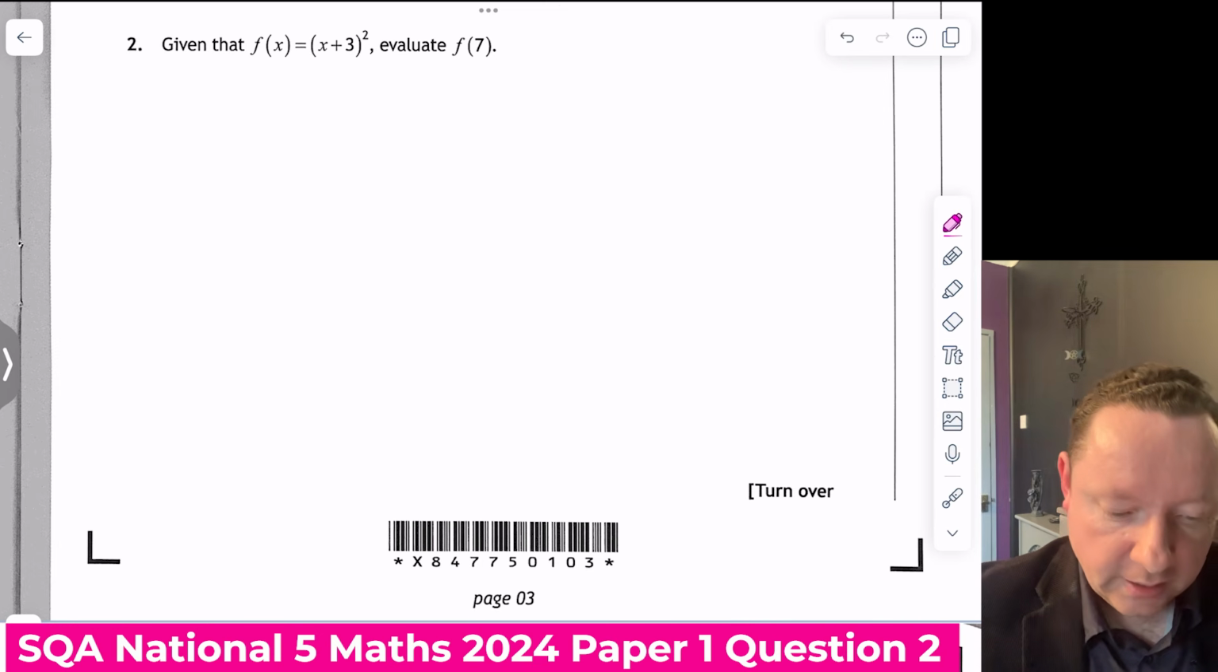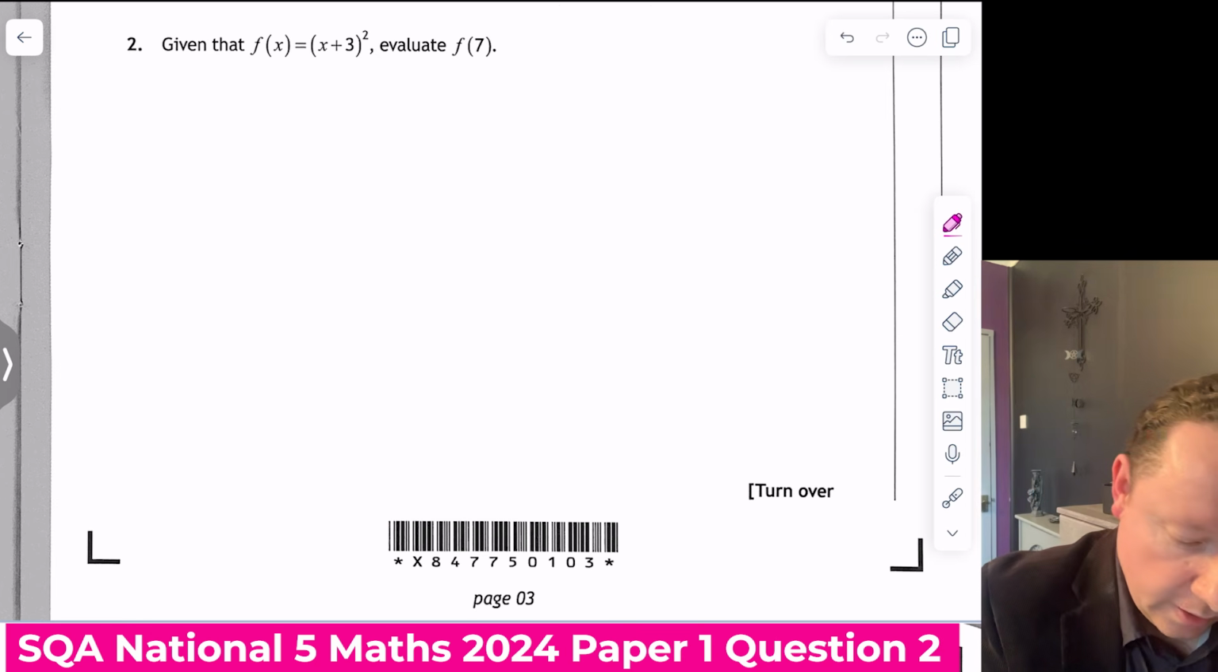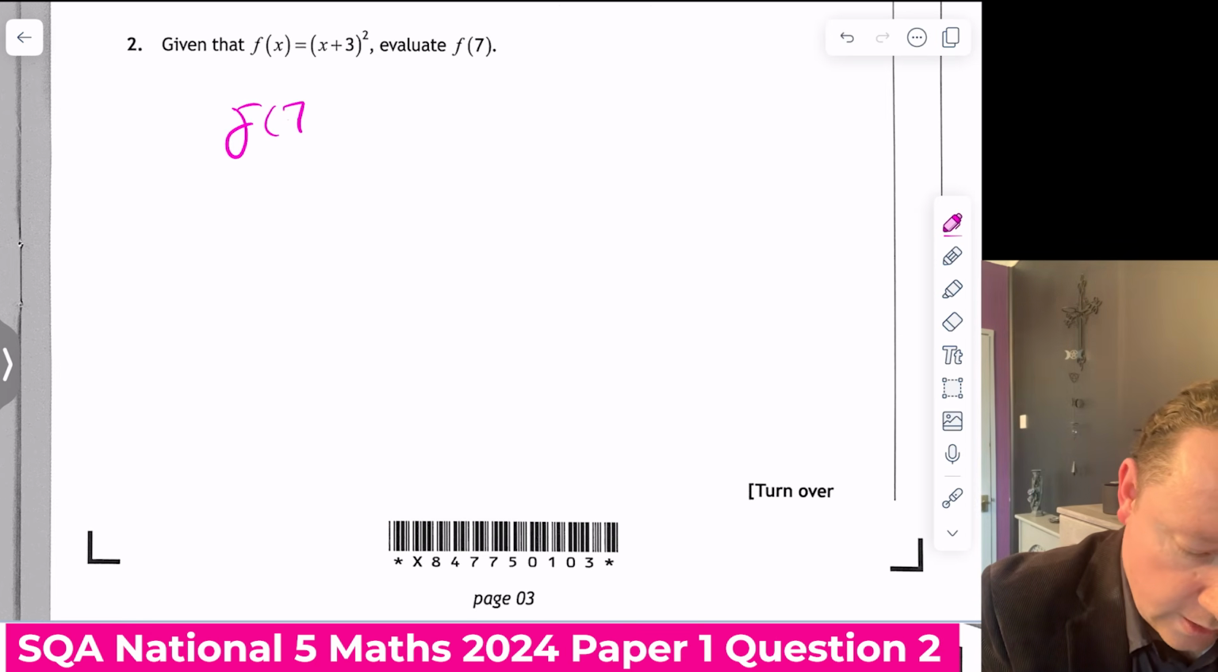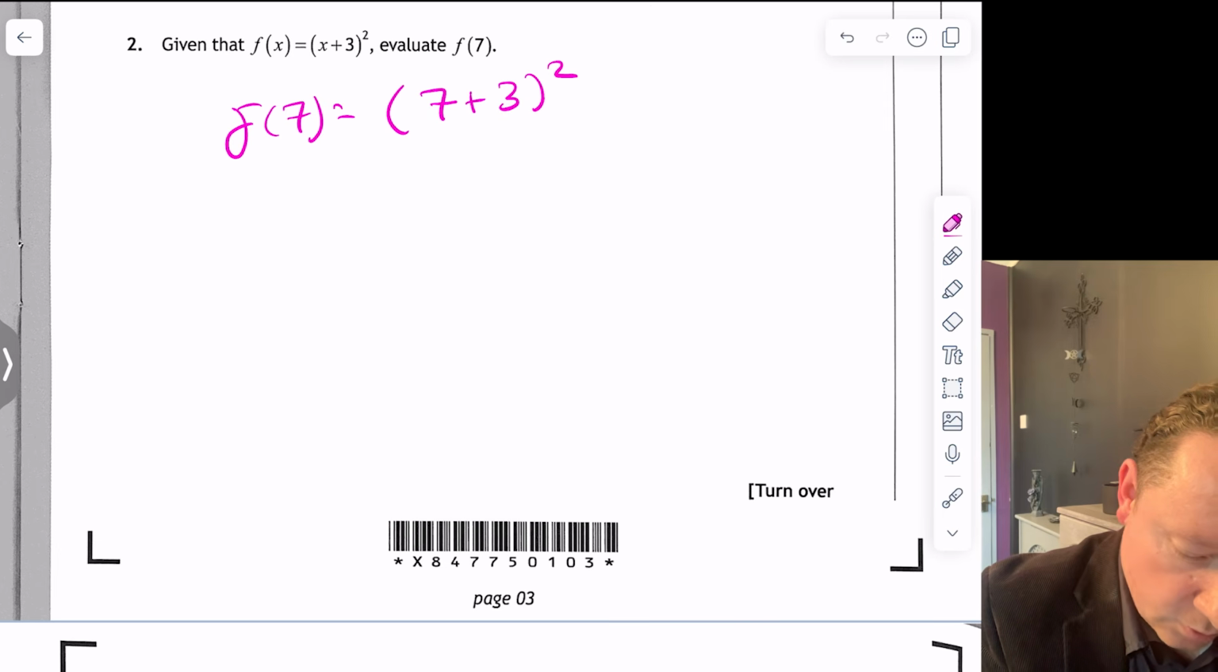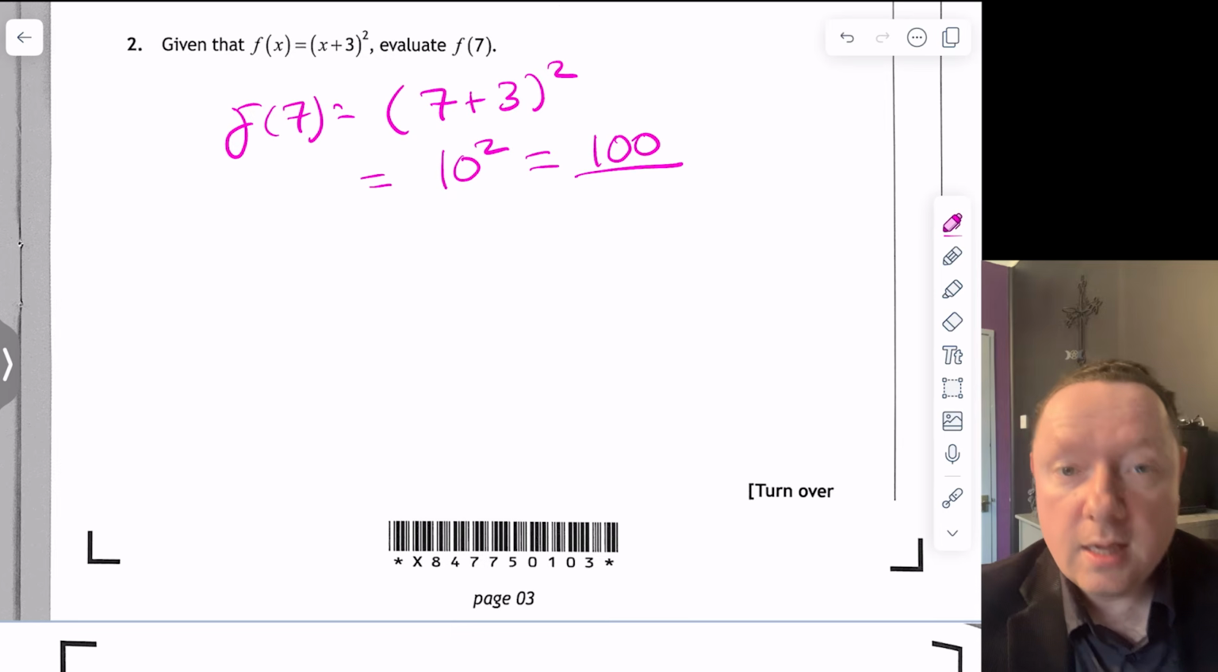Question 2, given f of x is x plus 3 squared, find f of 7. Well, f of 7 means sub in 7, so I've got 7 plus 3 all squared. 7 plus 3 is 10, squared is 100. 10 tens is 100. And we're done there.